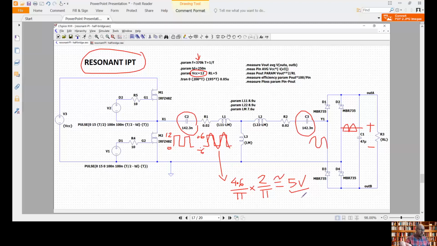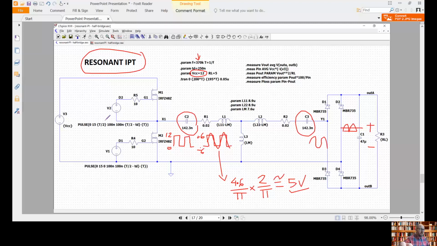so at the end, this could be a disadvantage of the resonant IPT, because once we have fixed our input voltage, there is nothing that we can do to change the output voltage if we operate at resonance. Because when we operate at resonance, we are fixing the voltage here and also the voltage here. So the output voltage is fixed by the input voltage.